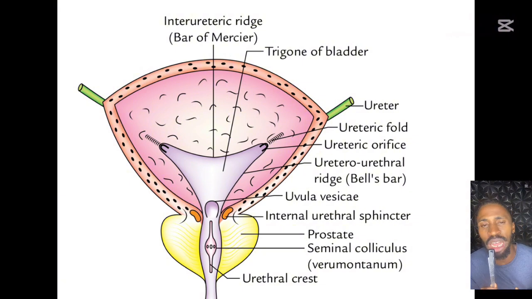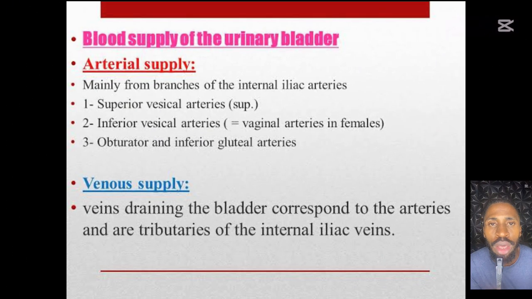Now we have talked about the trigone of the bladder. The next thing we're talking about is the blood supply to the bladder. In the arterial supply, we have two chief blood supplies, the superior and the inferior vesical arteries. Take note of it. You also have accessory arteries that supply it, because most of them pass through the bladder and also supply the bladder.